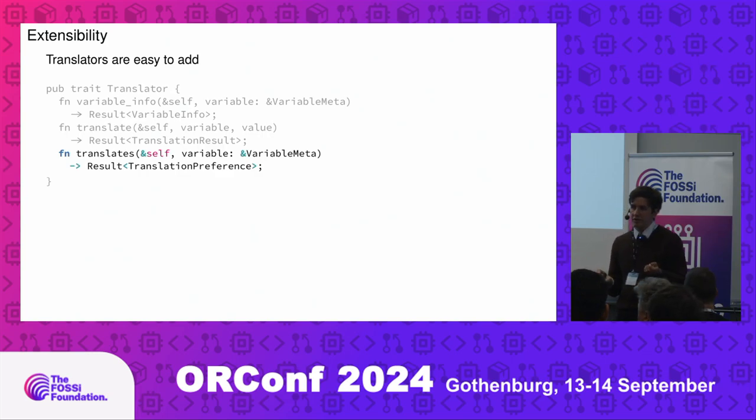So the RISC-V translator, for example, doesn't make a lot of sense to run on a variable that is 17 bits long. It needs to be 32 bits, otherwise it's not going to be a valid RISC-V instruction. So a translator can essentially opt out of translating signals that it wouldn't know how to translate anyway, and that reduces the amount of signals you have to view in the list.